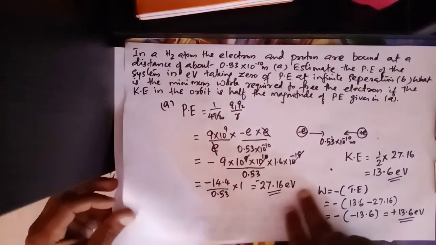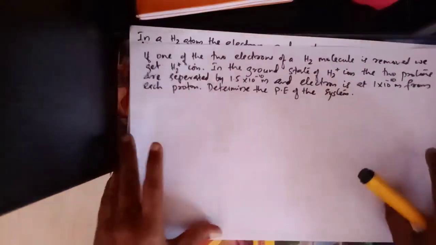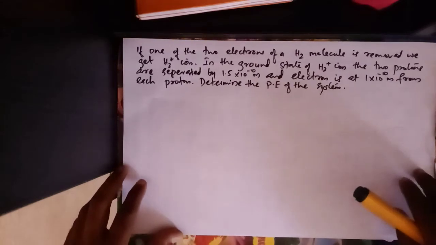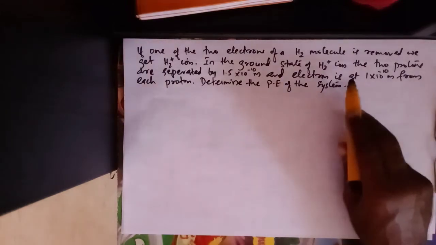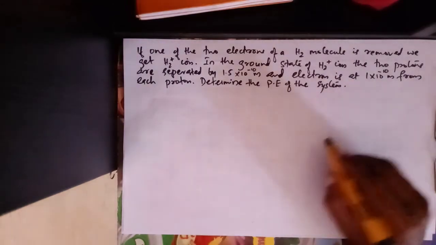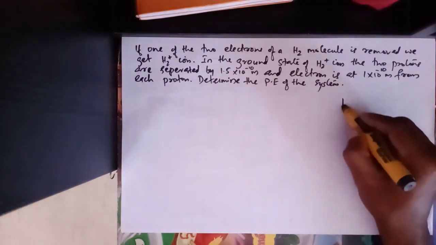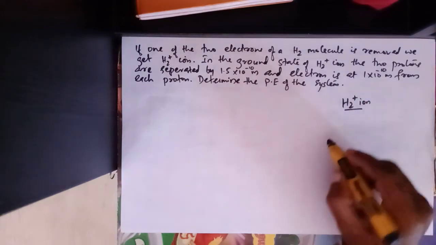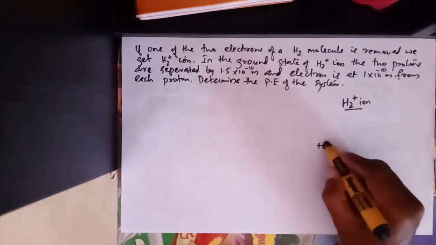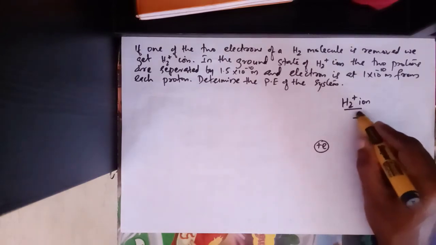Now we have one more question today, the third question. If one of the electrons of a hydrogen molecule is removed, we get an H2 plus ion. So in the H2 plus ion, we have 2 protons and 1 electron. I'll draw the diagram of the H2 plus ion. We have 2 protons and 1 electron. This is the electron.